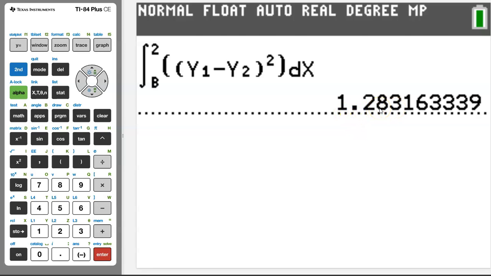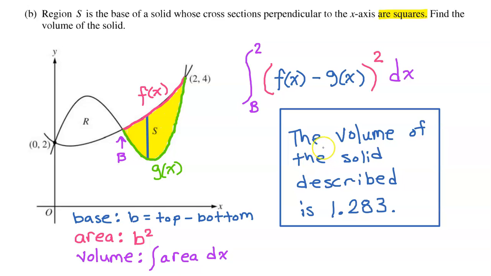1.283. Writing our answer in a sentence, we have the volume of the solid described is 1.283.